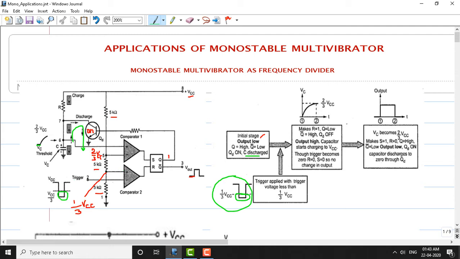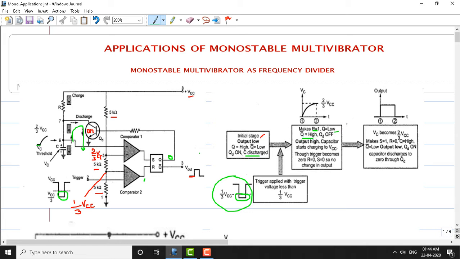Now at the trigger input, if the voltage falls below 1/3 VCC, the output of comparator 2 goes high. That is what is shown here. So when the trigger voltage is less than 1/3 VCC, let us see what happens. That makes reset 1. Once reset becomes 1, Q becomes 0. When Q becomes 0, Q bar becomes 1.